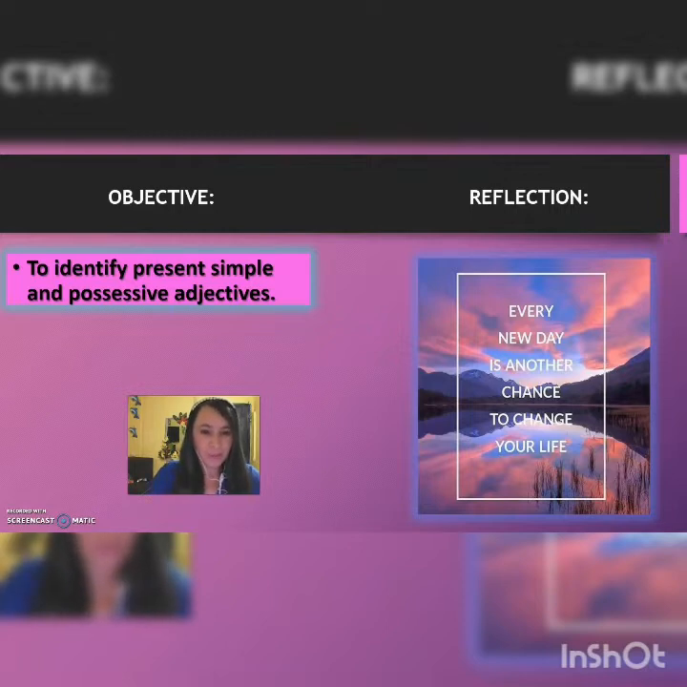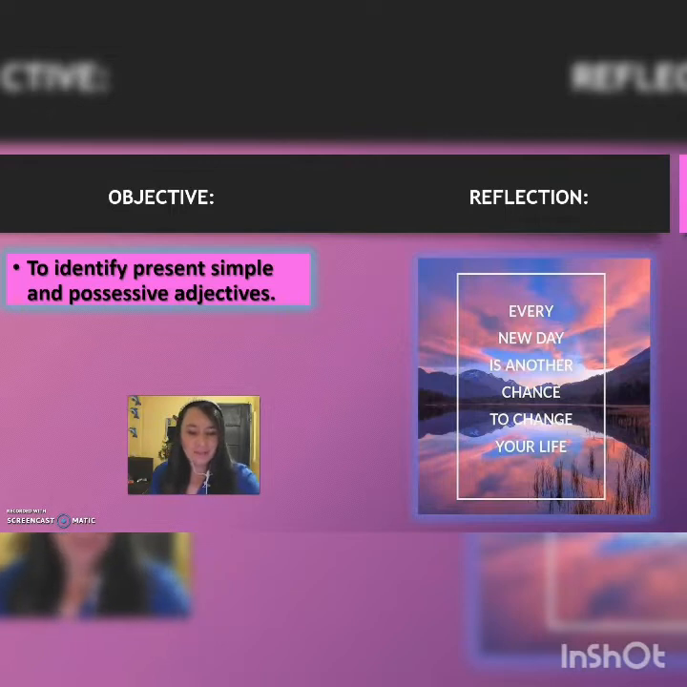Now, we are going to talk about the reflection for today's class, and it says, every new day is another chance to change your life. What do you understand about the reflection? Tell me. Write your opinions, write your ideas on this chat. But I'm gonna mention my point of view. Okay? What I understand about the reflection is that we have to take advantage of the opportunities that life presents us. If this was not your day, surely tomorrow will be much better.